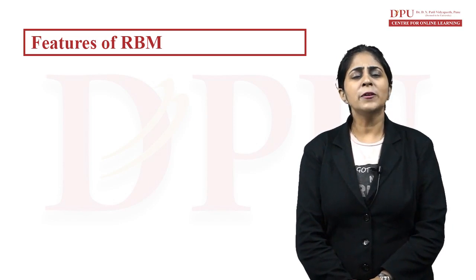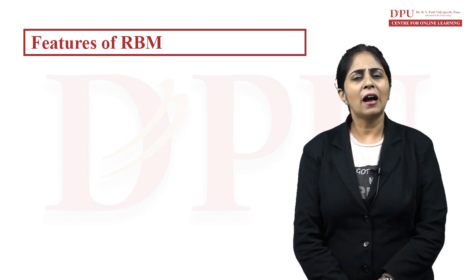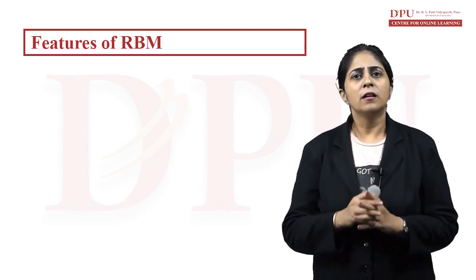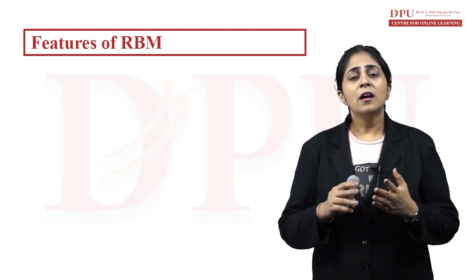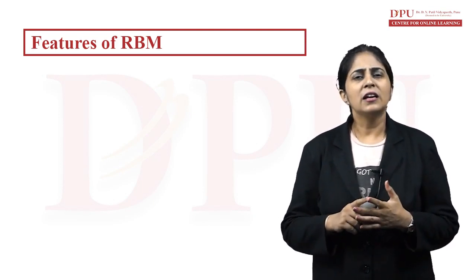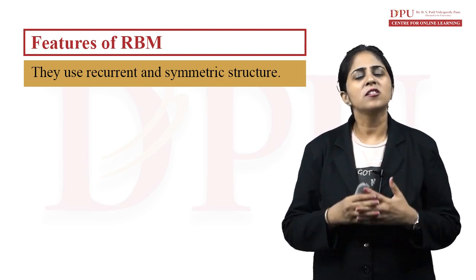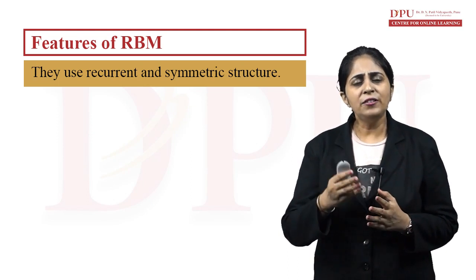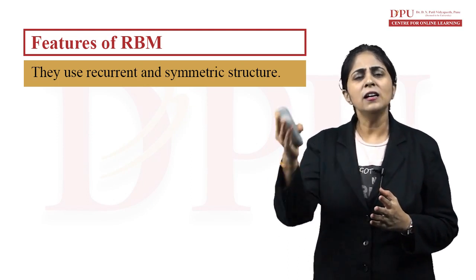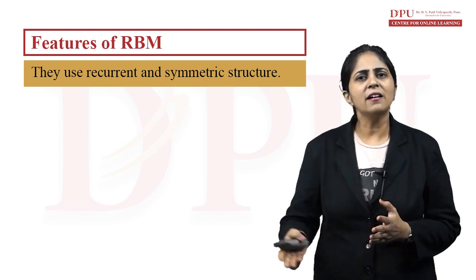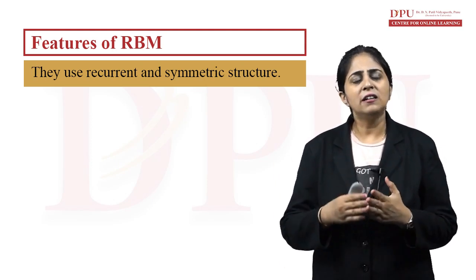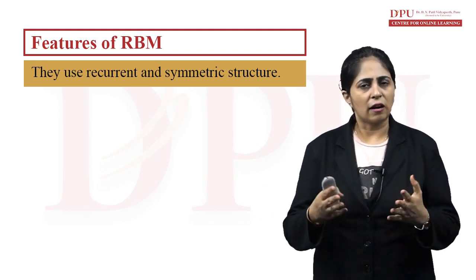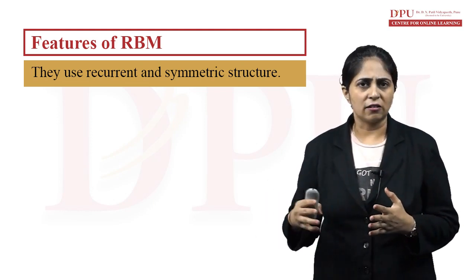Restricted Boltzmann machine is basically an artificial neural network. The basic features of RBM are, first, they use a recurrent and symmetric structure. Recurrent structure means we do have certain feedback paths, the recurrent paths. So that is why RBM uses a recurrent structure. Then it provides a symmetric structure.